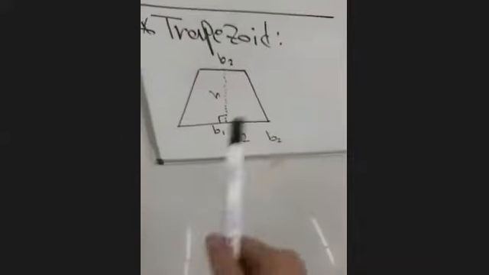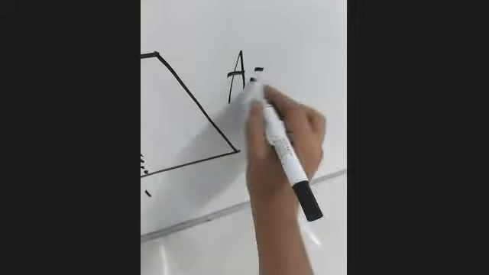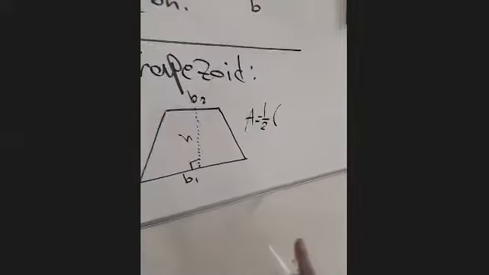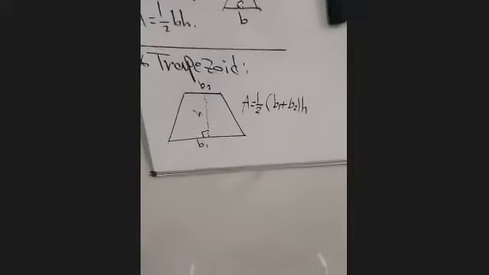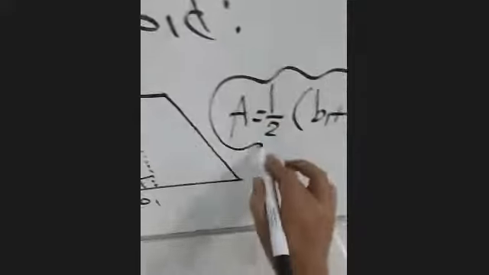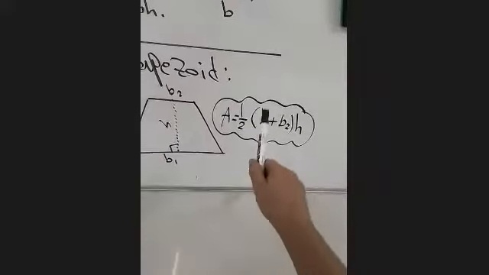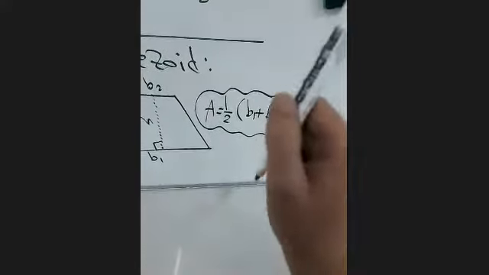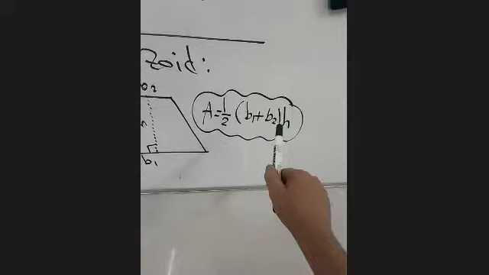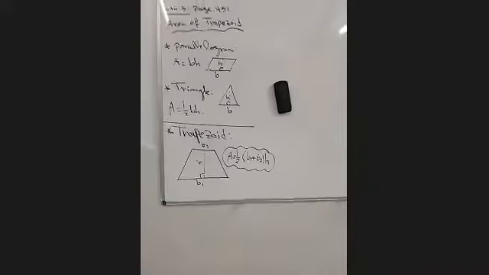Now, our thing here is to find what? The area of a trapezoid. We have a formula for the area of the trapezoid. A equals, focus guys, focus. The area equals half multiply bracket, inside the bracket, base one plus base two, multiply the height. This is the area of the trapezoid. Half multiply bracket, base one plus base two, all multiplied by height. This is the area of the trapezoid.